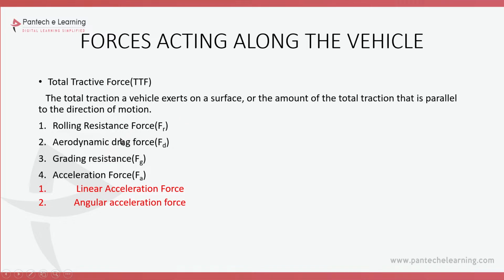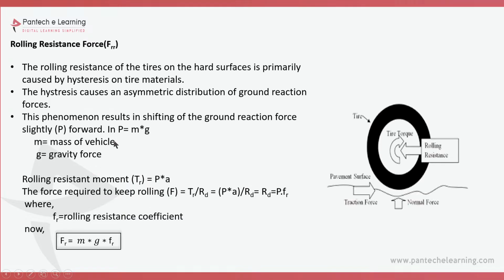We can see the forces one by one. The first one is rolling resistance force. Rolling resistance is the force acting between the tire and the ground. When a vehicle drives, the tire is on the ground, so we consider the forces acting between the tire and the ground. Two forces act on the tire: one is the normal force, the gravity force, and the other is the traction force, the opposing force. We call this rolling resistance.